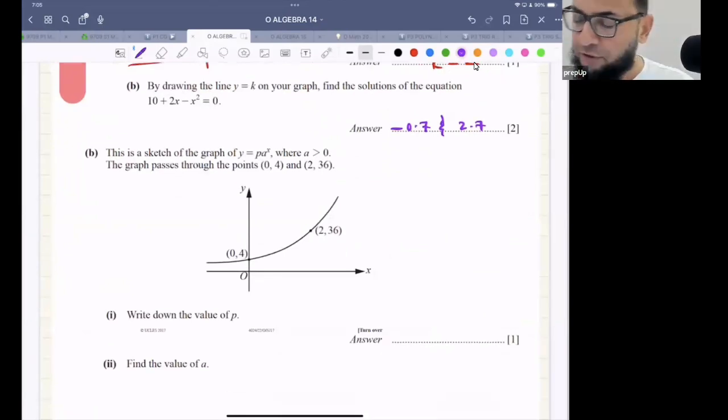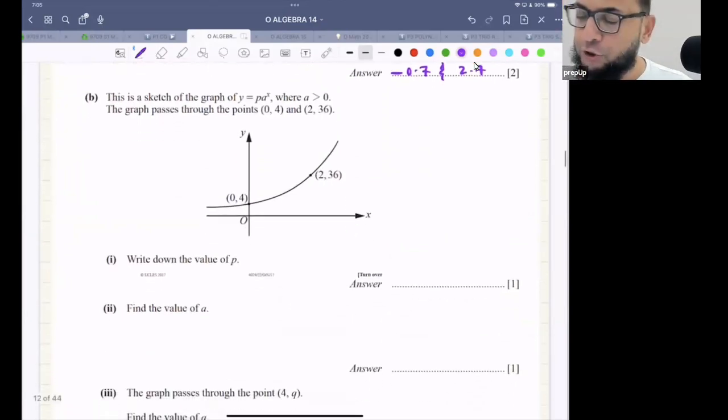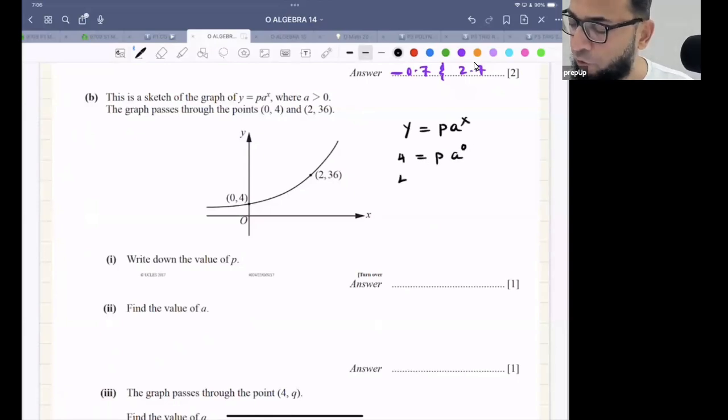The sketch is part of the graph y is equals to p a power x, where a is greater than 0. The curve passes through the point 0, 4 and 2, 36. Find the value of p. So this is like simultaneous type. Y is equals to p a power x. When x is 0, y is 4. This is p a raised to power of 0. 4 is equals to p, a raised to power of 0 is 1. Therefore, p is equals to 4.